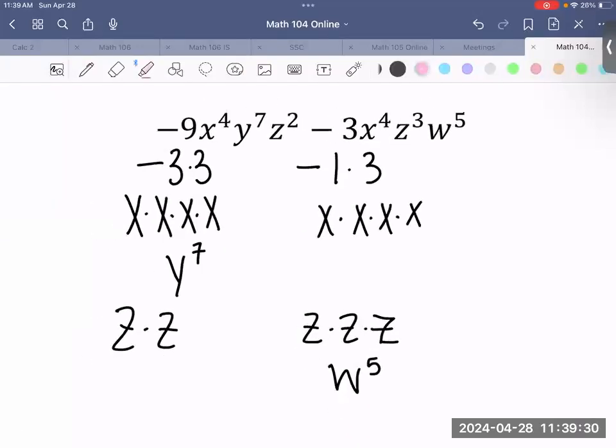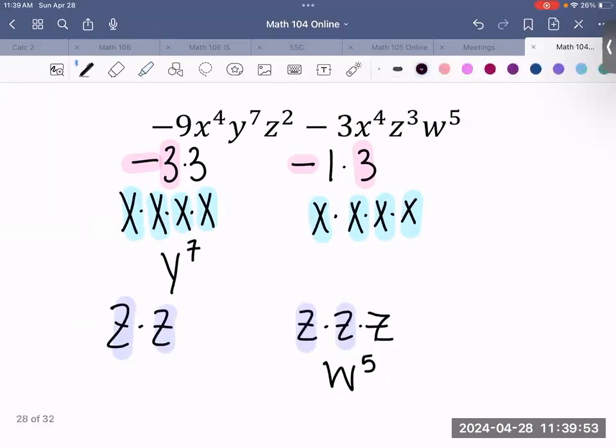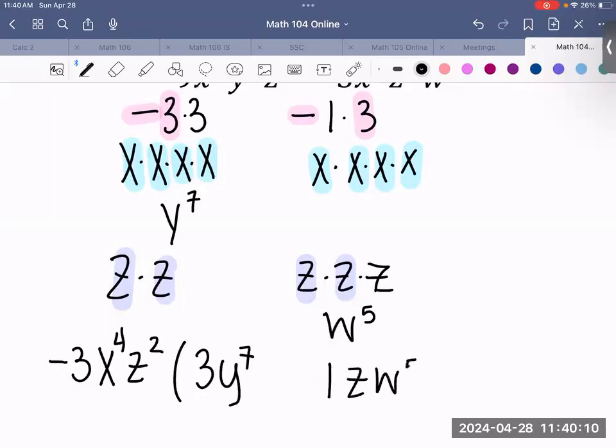Okay, so time to highlight. We have not only a 3 in common, but we also have a negative in common. What that's going to do is change your signs on the inside. We now also have 1, 2, 3, 4 x's on both sides. We don't have any y's. We do have 2 z's in common. So we're going to take out a negative 3, 4 x's, and 2 z's. Left over, we have 3, 7 y's, a 1, a z, and 5 w's.